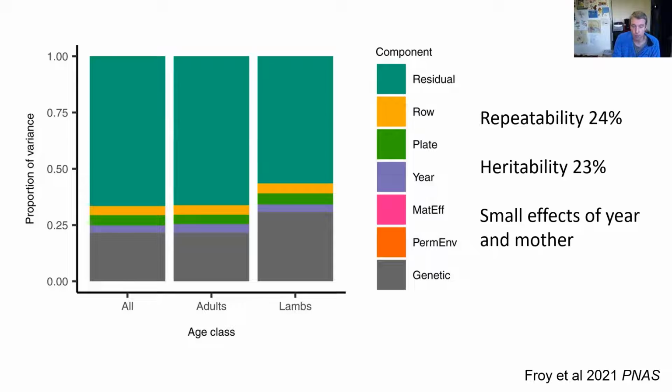The kinds of traits that we look at in the sheep, things like body weight, skeletal measures, they tend to be a bit higher than that. But life history traits, they will often have heritabilities in that kind of range. So this is a significant and appreciable genetic effect on telomere length in the system.